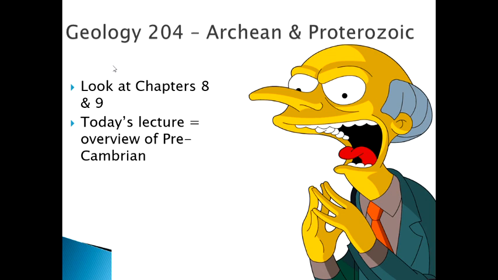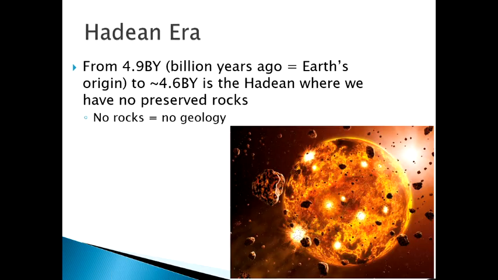Collectively, it's called the Precambrian, but it's divided into two separate groups, the Archean and the Proterozoic, and actually one before that. So, to start with, there is something called the Hadean era. So, from about 4.9 billion years ago, that's how old we think the Earth is, to about 4.6 billion years old, where we have the oldest rocks. Look at that. There's 0.3 billion years, or 300 million years, where the Earth was around, but we don't have any record of it.